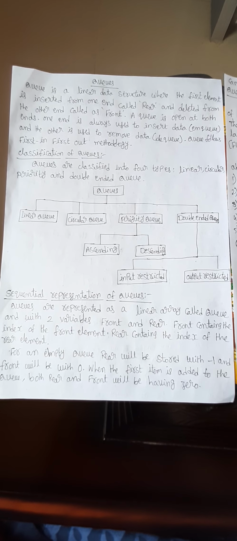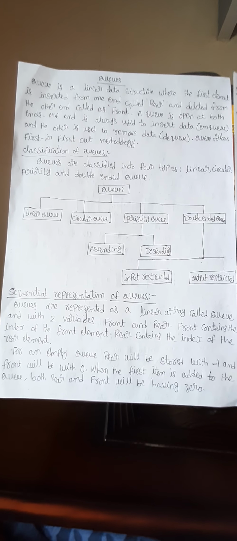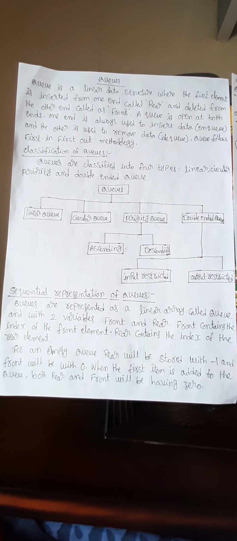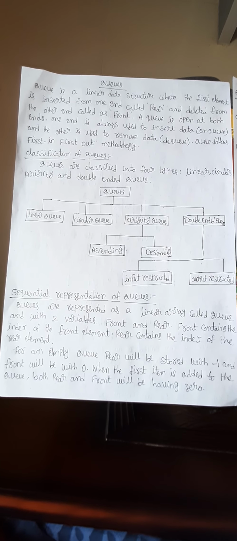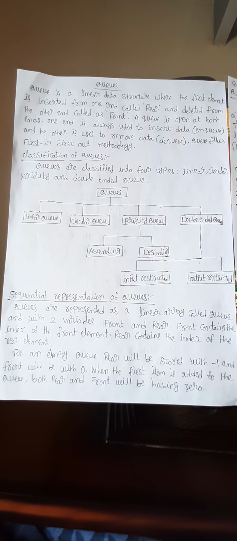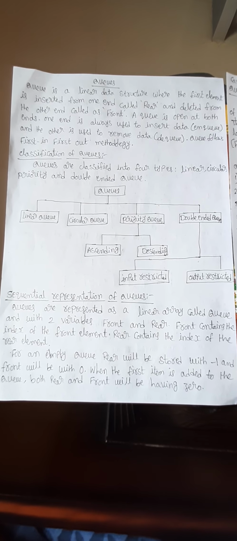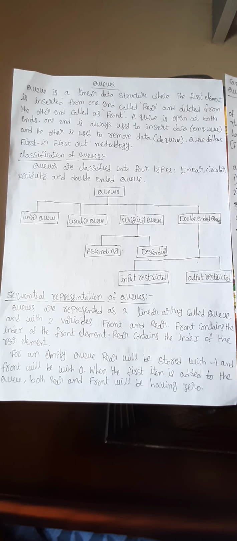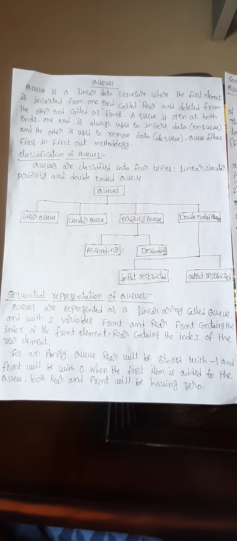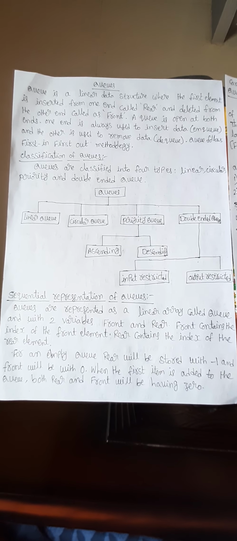I'll give you an example. If we take a line of people waiting for some event, whatever it may be, whenever we are standing in a queue, the first person in the line will be served first, and the last person will be served last. That is the example for the queue. So the queue follows the first in, first out methodology, or last in, last out methodology.